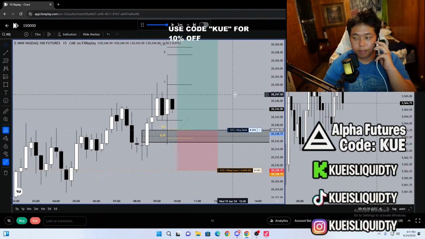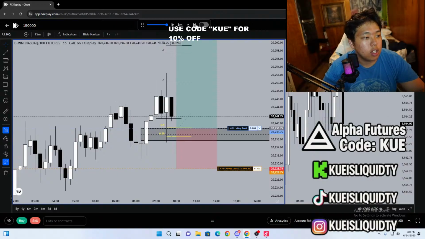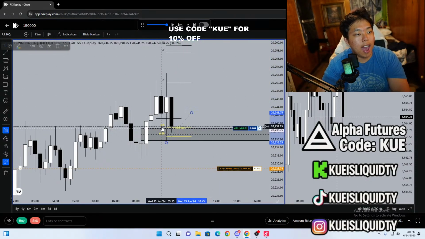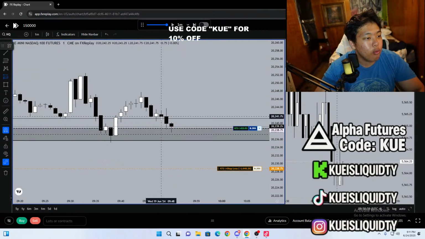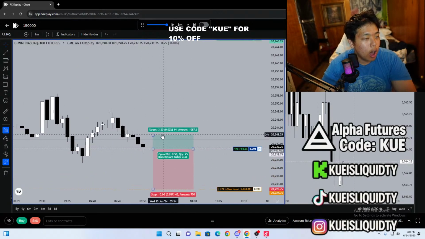Okay, hold up. 10-point stop. Okay, ready? Let's see if we get tagged. So we get tagged, right? We get tagged in this area of rejection, right? Rejection block, right? What we can do is have a 10-point stop loss.